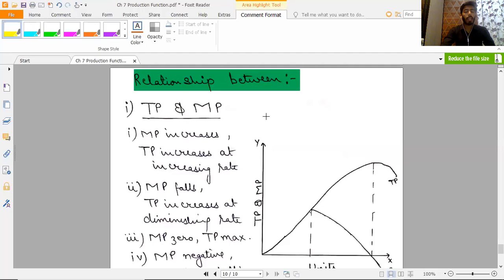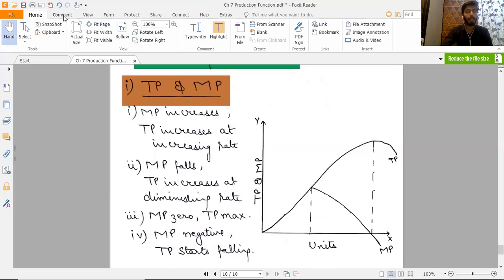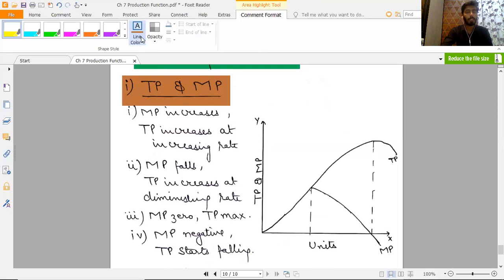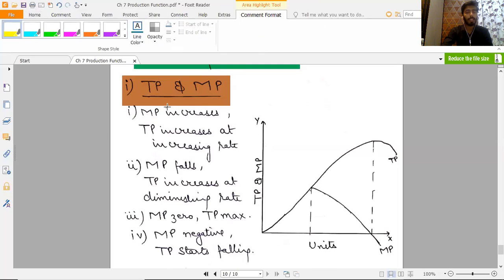So now the last topic of this chapter is the relationship between TP and MP. हमको अब देखने हैं relationship. We are going to find out the relationship between TP, MP and MP and AP. Let us see what the relationship says. The relationship between TP and MP is like this.